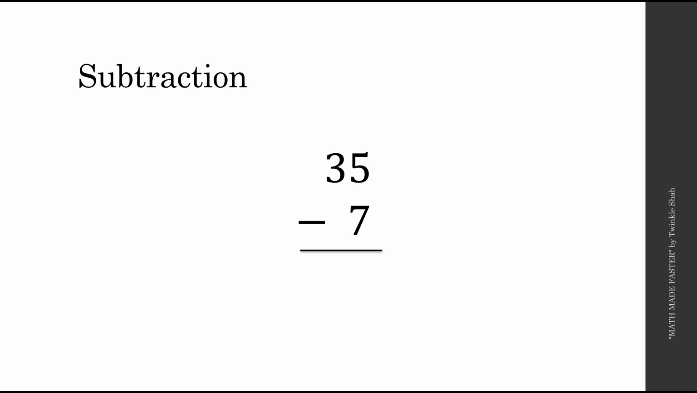Let's see this example. 3 minus 0 equals 3 and 5 minus 7 equals 2 bar. Now let's convert this Vinculum number into a general number. 2 bar equals positive 8, and we subtract 1 from the previous digit, so we get 2, and that's our answer.